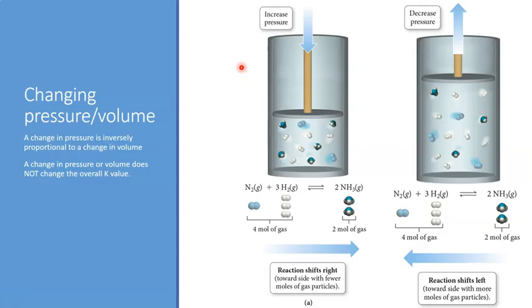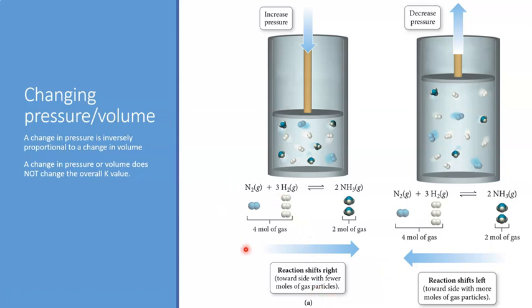So here's another way of looking at this. Here we have a container with a movable piston, and we can increase the pressure, decrease the volume, or decrease the pressure, increase the volume. A change in pressure or volume does not change the overall K value, but we will see that the reaction will shift toward the side with the fewer moles of gas particles with an increase in pressure, and we'll see it shift to the left with a decrease in pressure. And this comes from that relationship between the proportionality of n, the number of moles, and pressure and volume.